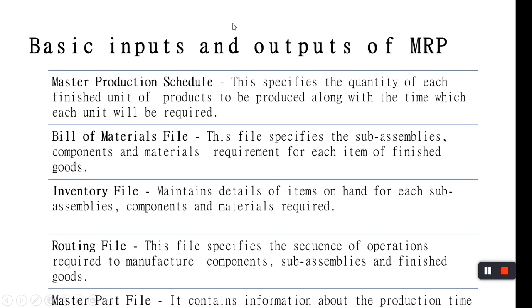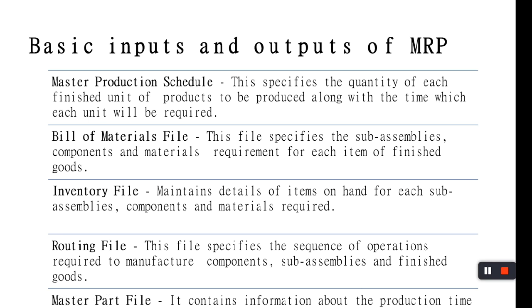So here are the basic inputs and outputs of MRP. So as mentioned, master production schedule. This is very, very important. This is a very important report because this is where the quantity of each finished unit of products to be produced along with the time which each unit will be required are specified.